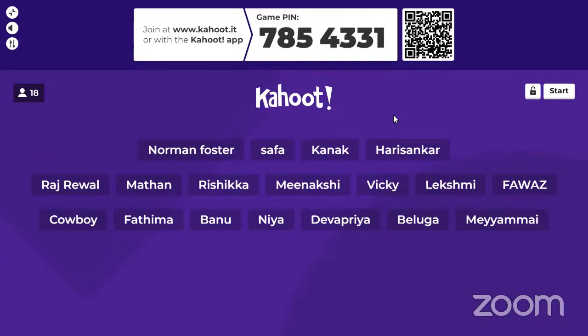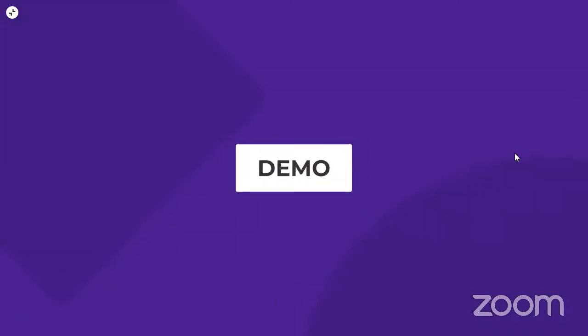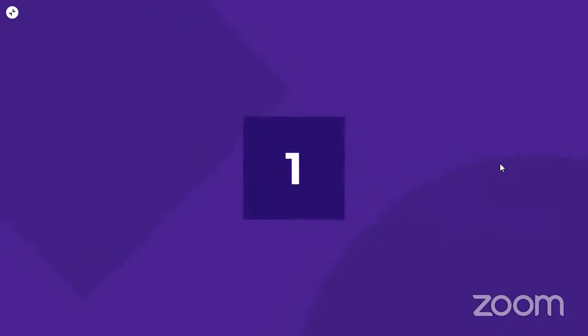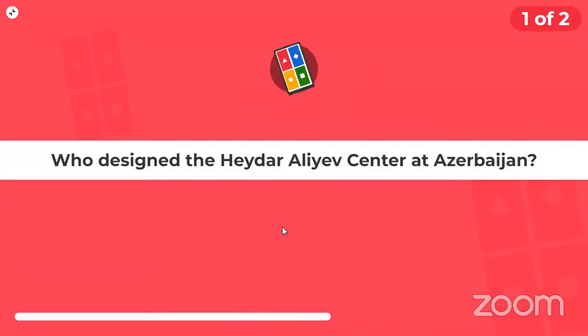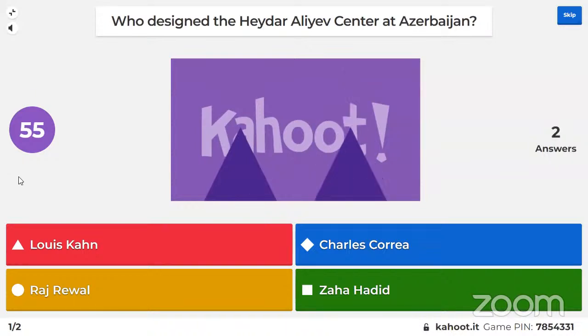All right, so starting the demo session. We'll be having two questions, and here comes your first question in the demo session. Here you can see the question: Who designed the Haider Relief Center at Azerbaijan? The timer is running to the left, and here you can see four options: Louis Kahn, Charles Correa, Rajraval, Saha Hadid. On the right side you can also see how many have attended the question. All right, so 40 seconds left.